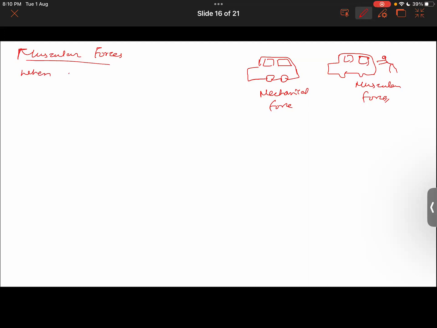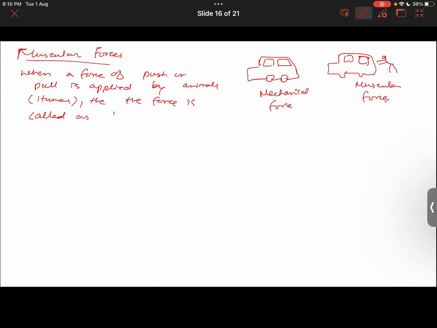So when a force of push or pull is applied by animals, specifically humans, then the force is called muscular force, right? We have our examples here, like this man pushing this car.